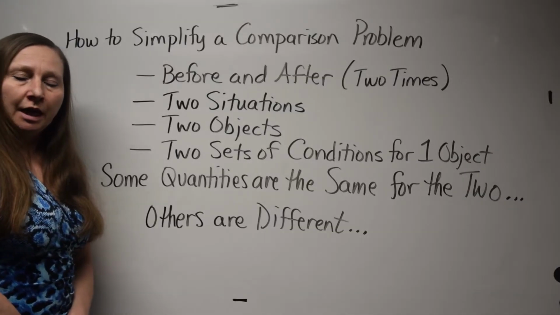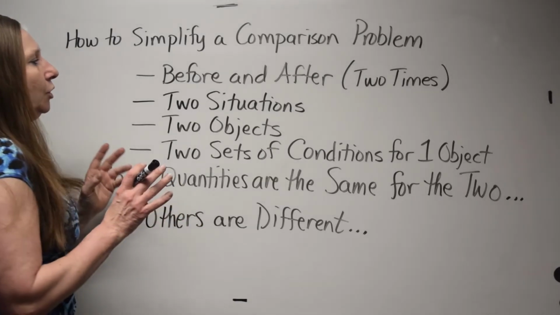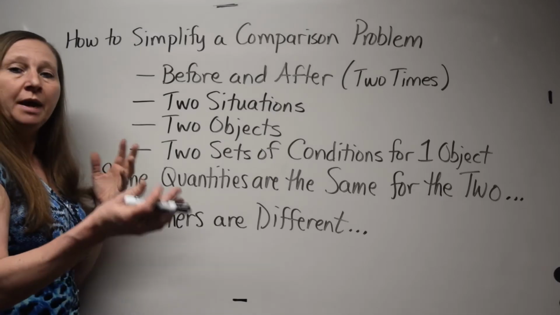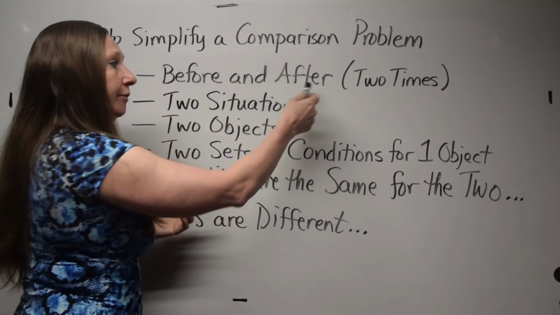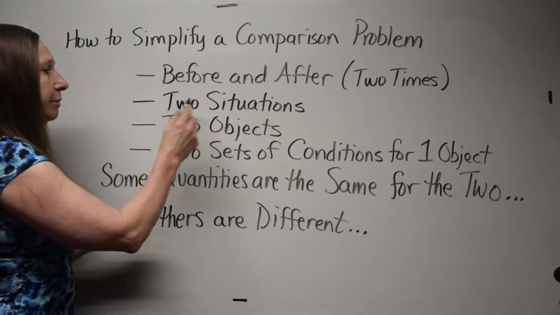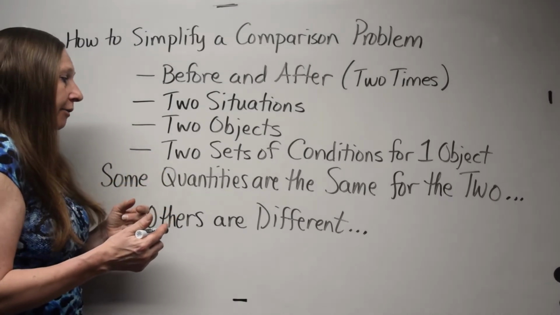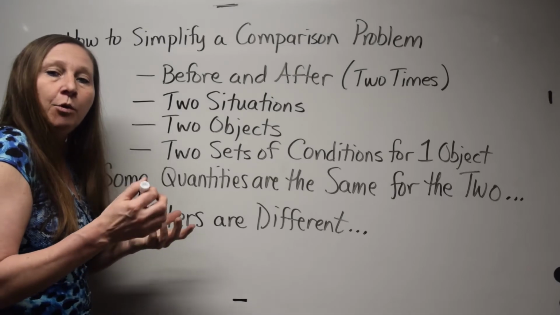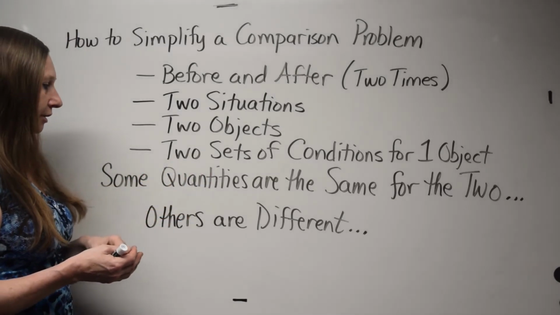Now I'd like to do a type of problem that seems very difficult at the beginning. I'm going to call this a comparison problem, where you're comparing two setups. It might be a before and after where you have two different times. It might be two different situations. It might be two objects that you're comparing. Or it could be two different sets of conditions for the same one object. Maybe you're changing the temperature or the length of that object.